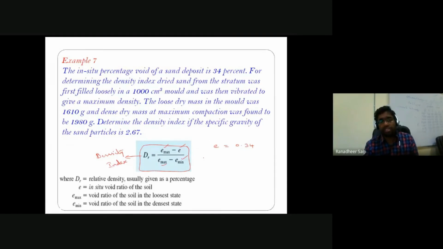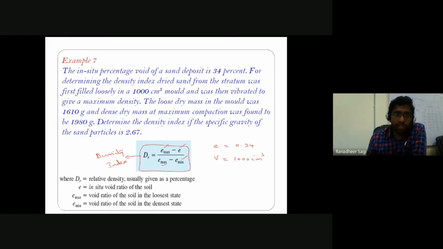Okay. So with this, are we able to estimate the density index or not? Do we have all these data given in the problem or not? First, let us try to understand that. What is given is, for determining the density index, dried sand from the stratum was first filled loosely in a 1000 centimeter cube volume mold. So the volume of that mold in which the soil particles are being placed is 1000 centimeter cube.